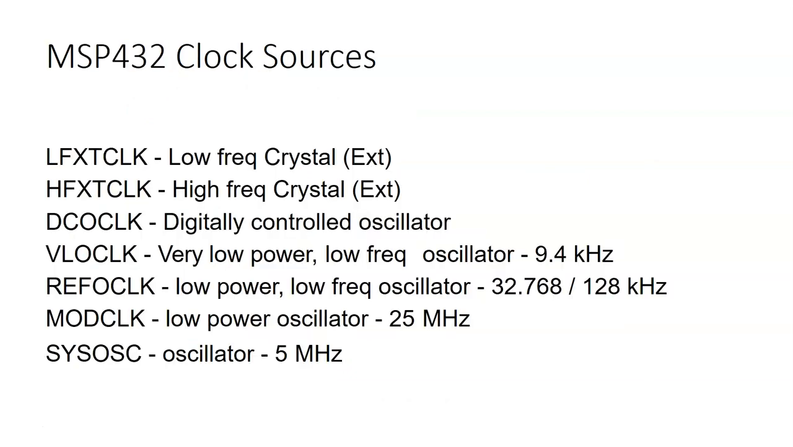The clock sources for the MSP432 look like this. We've already seen the LFXT, HFXT, and the DCO. There's also a very low power oscillator, and then a couple of other higher frequency oscillators with varying characteristics as well, with different power utilizations and startup and stabilization times.